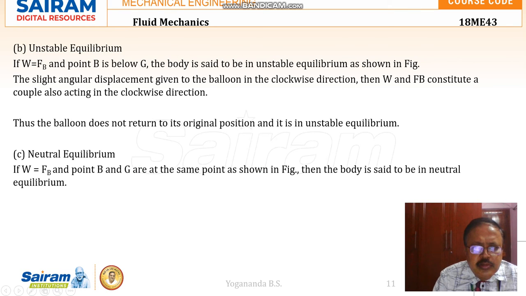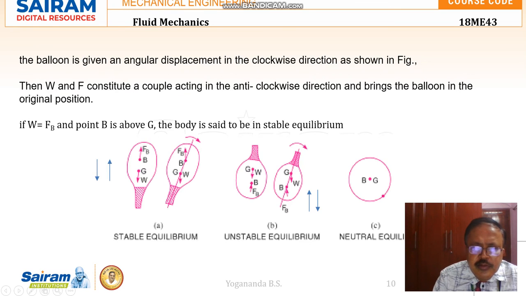So the balloon does not return to its original position. In the earlier case, the clockwise moment was balanced by the anti-clockwise moment. Here, this is clockwise rotation, and this couple also has clockwise rotation. So there will be still further tilting of the balloon. So this is the case of unstable equilibrium.